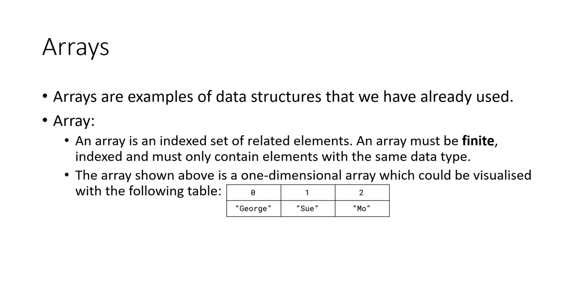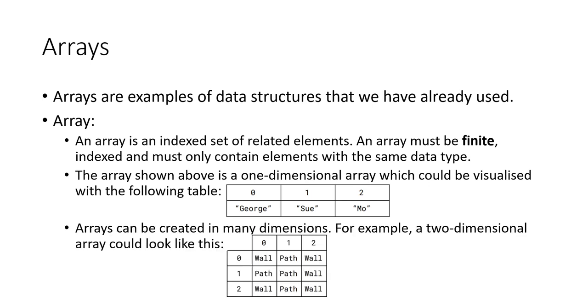Yes, and we can have multiple dimensions. We can have a single dimensional one as well, which is in this example. So this array stores strings, so it's got the names George, Sue and Mo, and they're organized or accessed via their index. So our indexes in C# and many other programming languages start at 0. So 0 in this case would be George, 1 Sue, 2 Mo, etc.